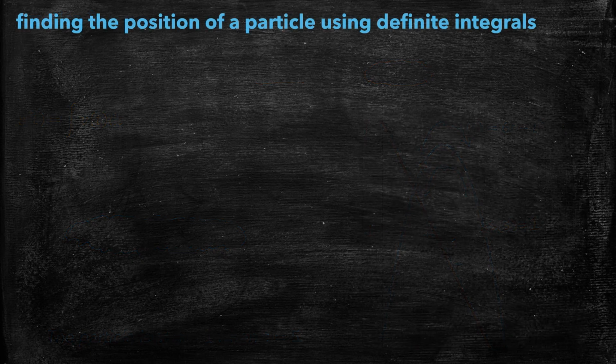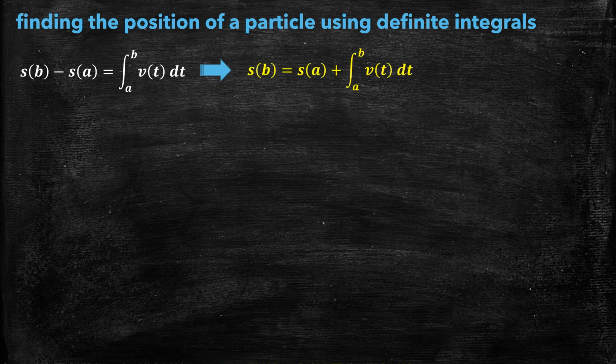We are now going to do the same problem, but this time using definite integrals. Before we do that, let's recall the displacement formula, which is really the fundamental theorem of calculus part 2 in disguise. Let's rearrange that. I'm going to solve for s of b. If I add s of a to both sides, s of b is s of a plus the area under the velocity curve. So the position at time b is the position of the particle at time a plus the area under the velocity curve.